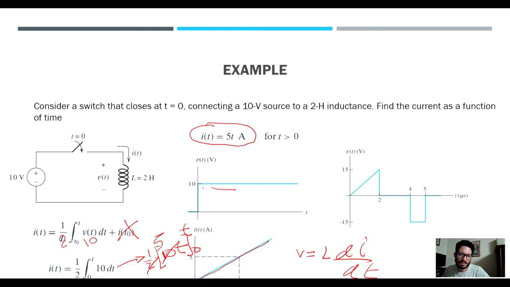And we know that, let's say, they're just saying in 2 seconds. So the first thing we need to do is evaluate this function, say, di/dt equals 5. So V equals L times, or 2 times 5. The derivative of 5t with respect to t is 5, so it equals 10. Okay.